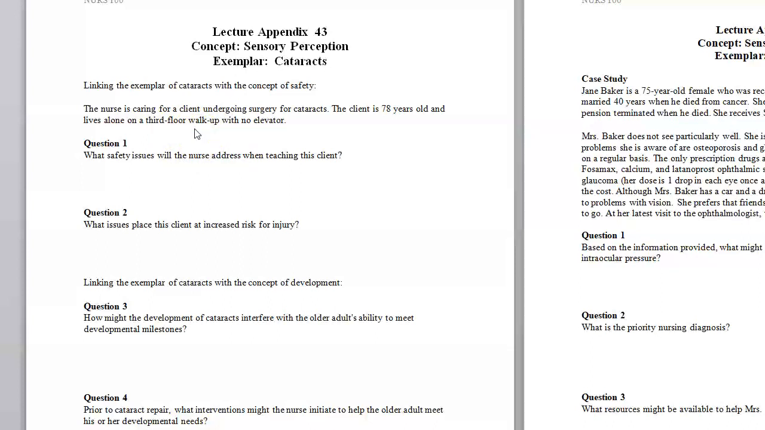And we don't know what other comorbidities this patient may have, whether there are any respiratory or cardiac issues involved. So what safety issues will the nurse address when teaching this patient? First of all, I'd like to know the situation with the stairs, and if there's a button where she could call if she did fall as she was going up the stairs. Very, very concerning to me.